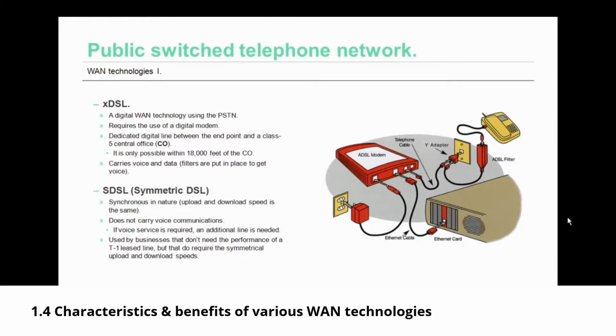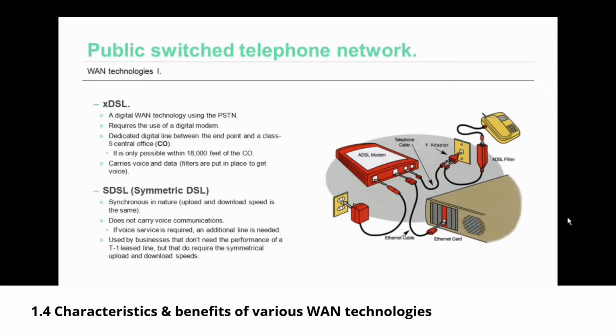XDSL is the term for generic DSL. DSL is a digital WAN technology that utilizes the PSTN. DSL does require the use of a digital modem. It uses a dedicated digital line between the endpoint and a Class 5 central office, or CO. Now, in order for the most basic forms of DSL to be installed, you have to be within 18,000 feet of the CO. DSL is capable of carrying voice and data.